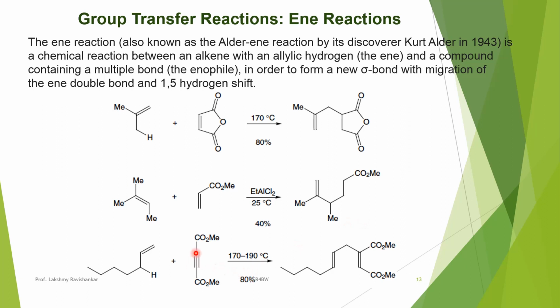Like I said, the enophile need not be only an alkene, it can be a triple bond also. So this hydrogen is transferred here and you get a bond between this carbon and this carbon with the simultaneous migration of this pi bond. So these are some examples of the ene reactions. Again, it involves 6 electrons, 2 plus 2, 4 plus 2, 6. So it is a 6 electron, 4n plus 2 pi electron process proceeding through an aromatic cyclic transition state.